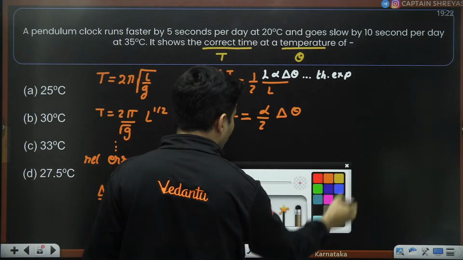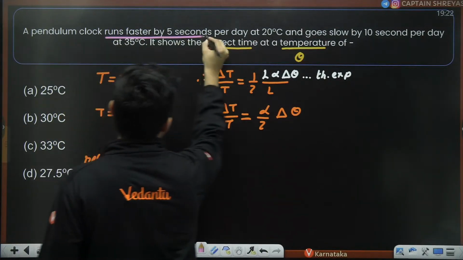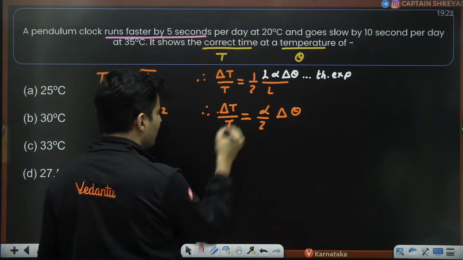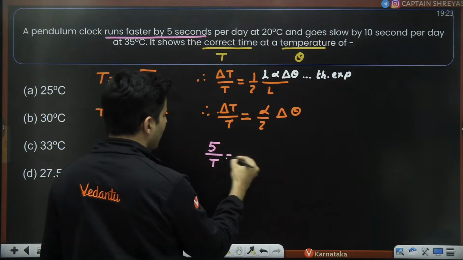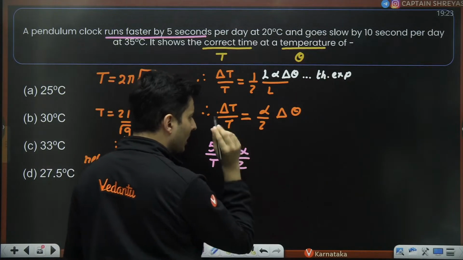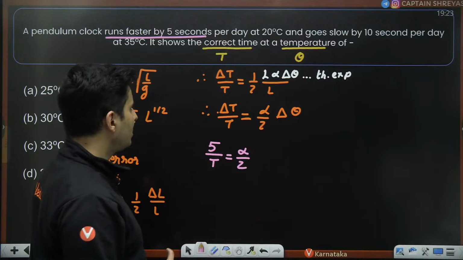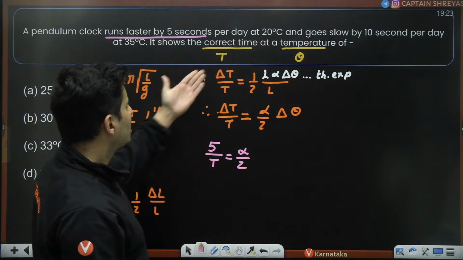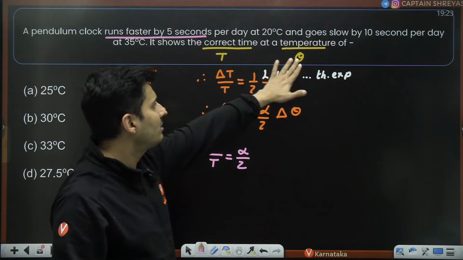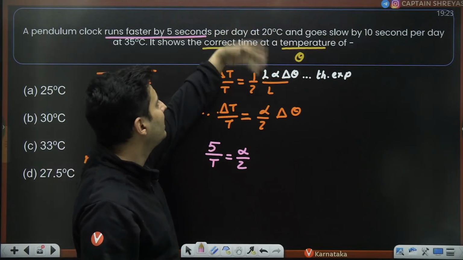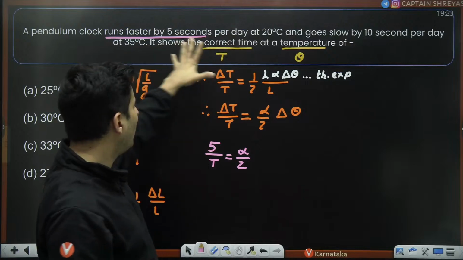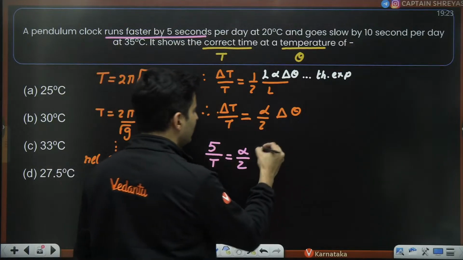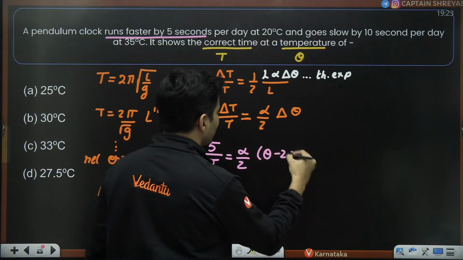How? Observe. When the clock runs faster by 5 seconds, that means the time change is by 5 seconds. Original time should have been T. Alpha, I do not know, don't care. Change in the temperature: so basically, if the original temperature was theta, this is 20, it's a lesser temperature, 20 is cold, 35 is hot. So the difference of the temperature will be theta minus 20.